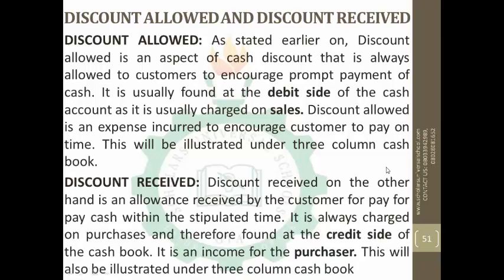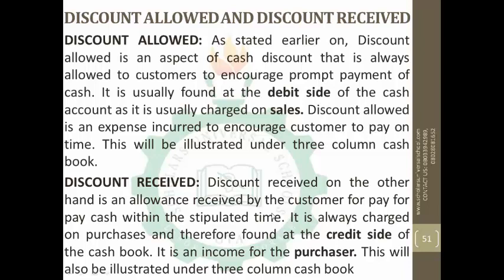All right. So for discount received, from the word received, this time around you're not the one giving. When you give it, it's discount allowed. When you receive, it is discount received. It is an allowance received by the customers for paying cash within the stipulated time. That is, you've been given a discount to come and pay within a stipulated time, and it is always charged on purchases. Before you can receive discount, you must have gone to purchase something. If you are not buying anything, they will not give you. Don't forget I told you that it is conditional.